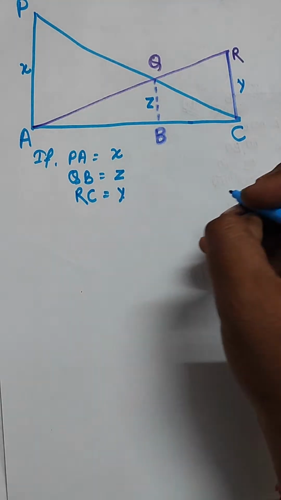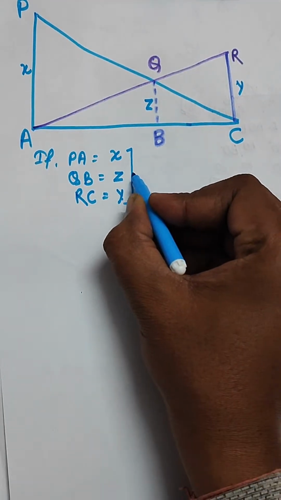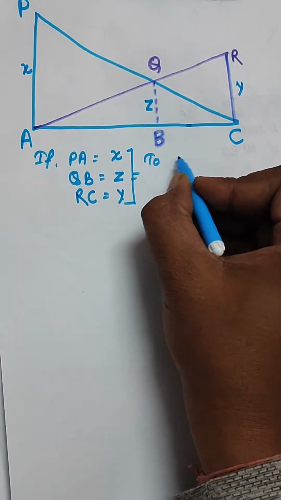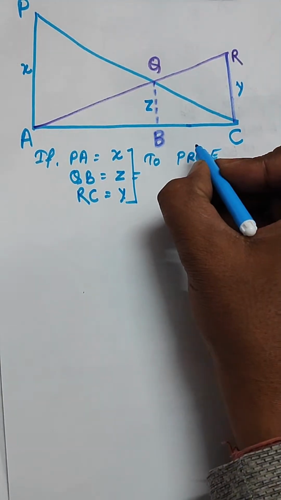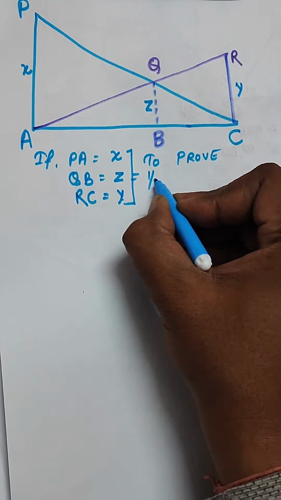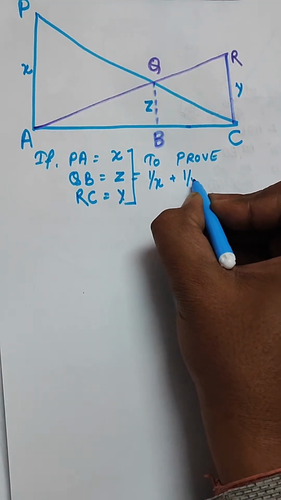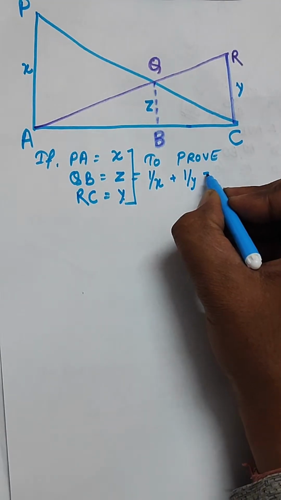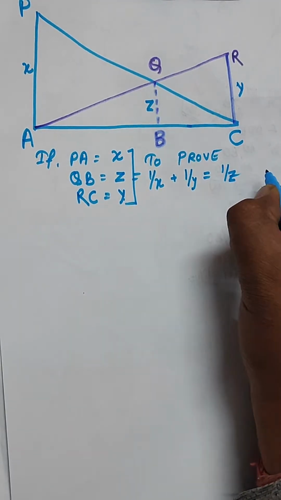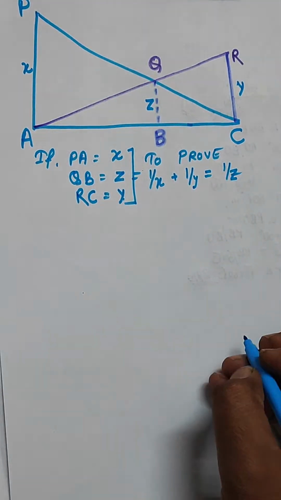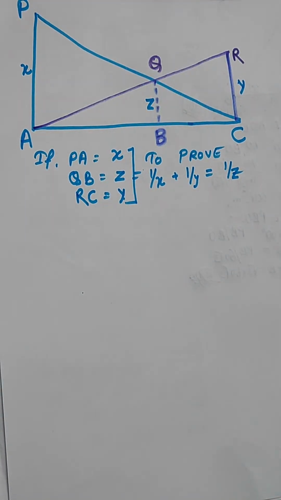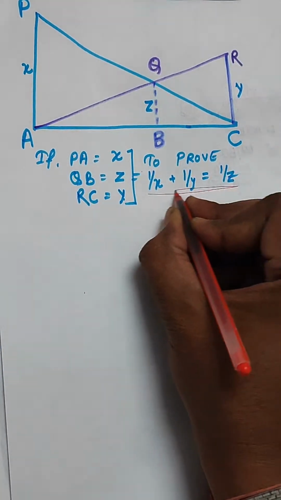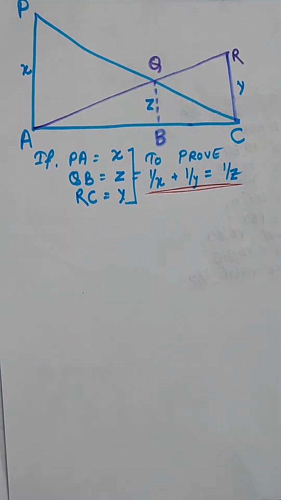To prove, based upon this, what we need to prove: we need to prove that 1 by X plus 1 by Y is giving you 1 by Z. This is our requirement, my dear friends. So to prove this, what we will do, we will use the concept of similarity over here.